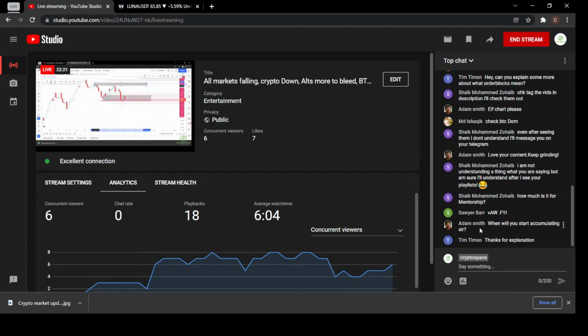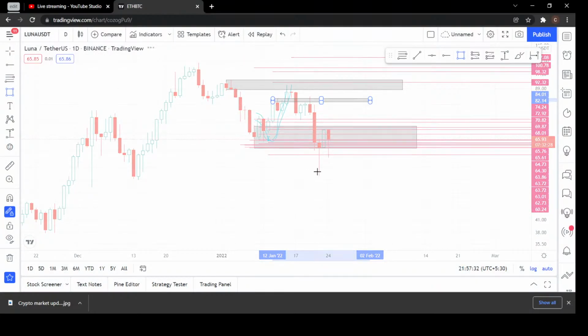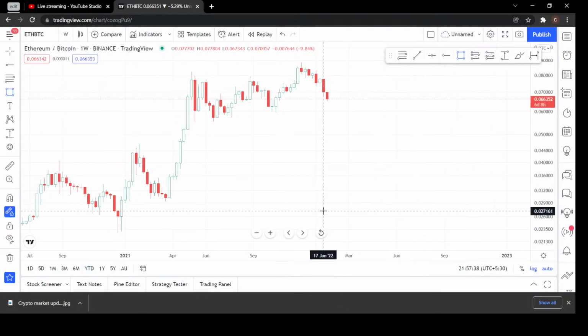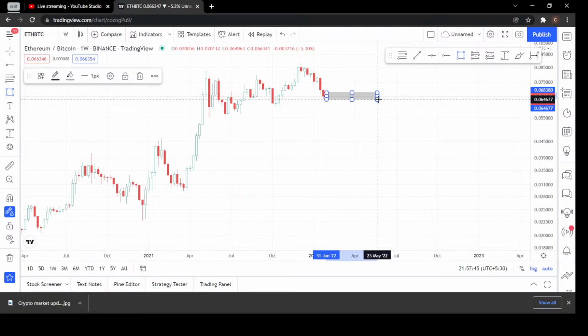When will you start accumulating, sir? Sir, I'm not thinking of starting anytime soon. Alts are not like I told yesterday on the Telegram live that we did. I told people that ETH BTC is something you can keep an eye on when you're trading. I told you in the free channel, you will see there is a zone here. We need accumulation in this zone.